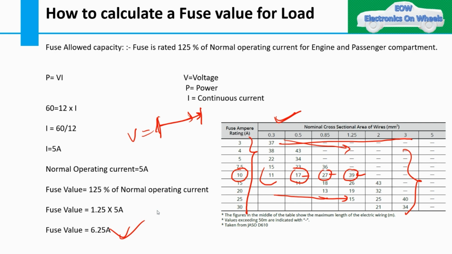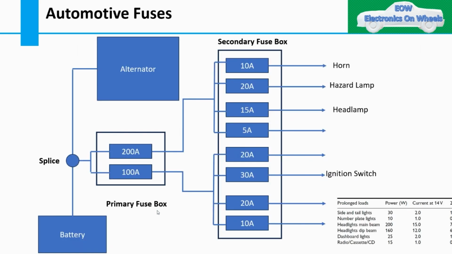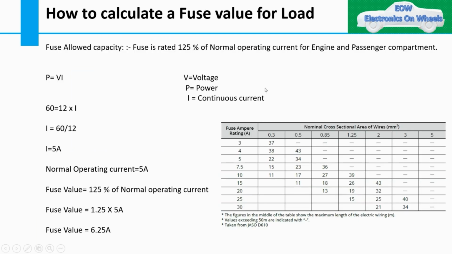Okay, so now I just want to give you a glimpse of the power distribution which we have discussed in the previous video, where we have discussed the primary fuse and the secondary fuse. So till now what we have done, we have selected this particular fuse, or I can say, before moving further on power distribution, let me tell you one thing here. So here we have calculated for one headlamp the fuse value is coming 6.25 amps.